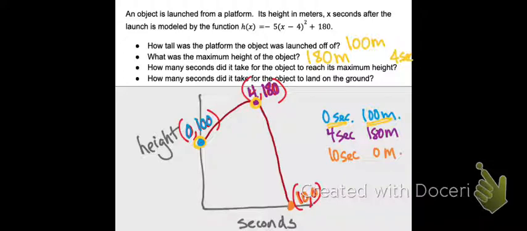And then how many seconds did it take for it to land back on the ground? This one here is telling us at 10 seconds, you were back 0 meters off the ground. So it took 10 seconds for the object to land.